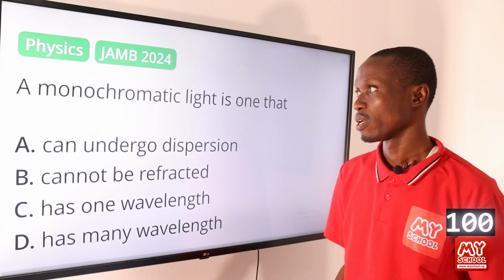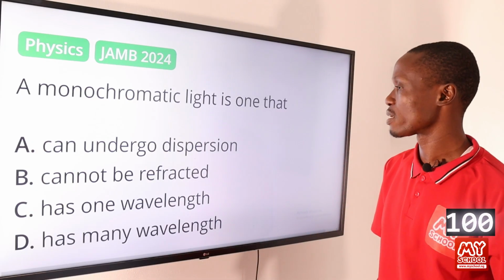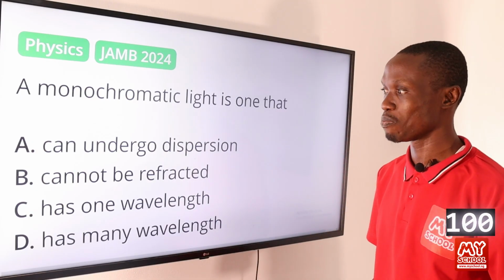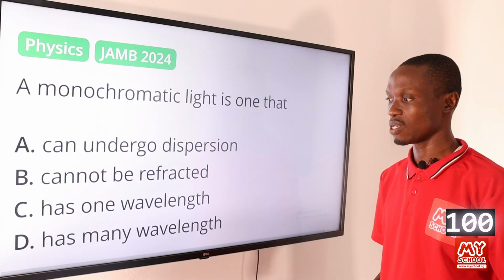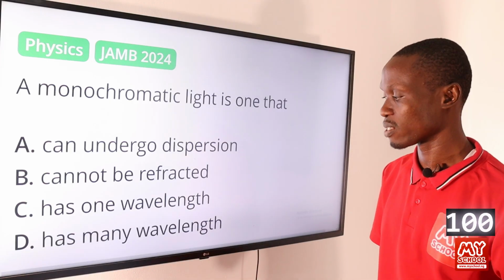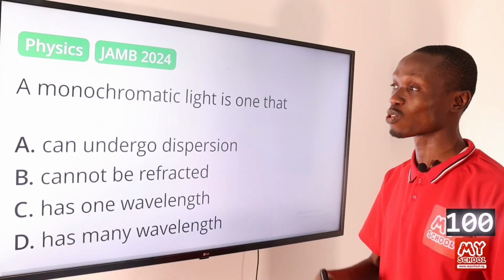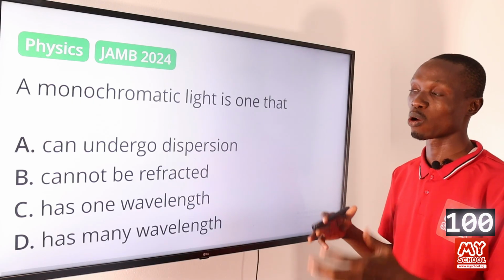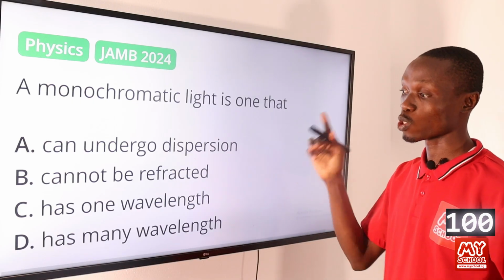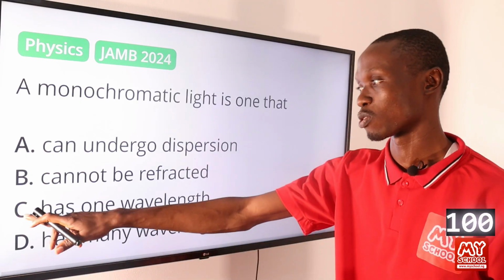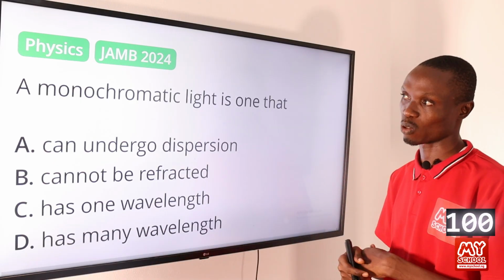Question 100. A monochromatic light is one that A, can undergo dispersion, B, cannot be refracted, C, has one wavelength, D, has many wavelengths. A monochromatic light is a light that has only one color, and only one color implies that the light has just one wavelength. So that makes option C the correct answer to this question.